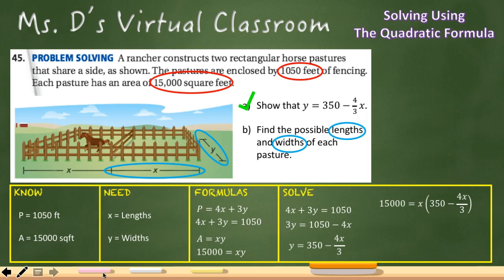We get the factored form quadratic function that we need to expand, which means multiply out, by using the distributive property. We get 15,000 square feet is equal to 350x minus 4 over 3 x squared. Set the equation equal to 0 by subtracting 350x and adding 4 over 3 x squared to both sides, because we want our leading coefficient to be positive. We get 4 over 3 x squared minus 350x plus 15,000 is equal to 0.